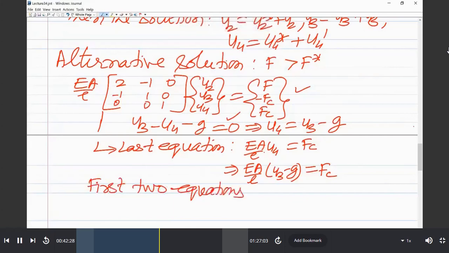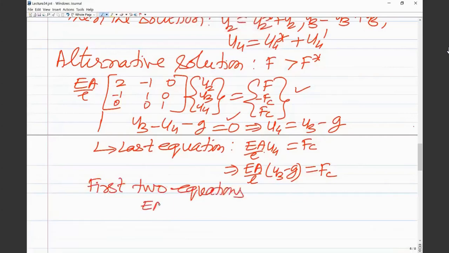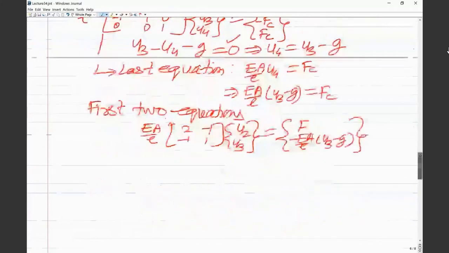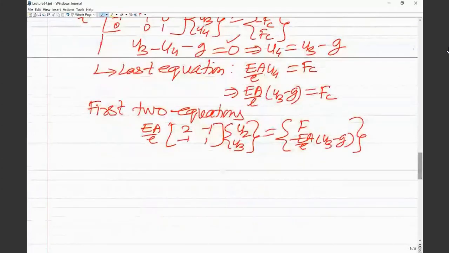If you look at the first 2 equations, they will become EA by L times [2 -1; -1 1], and then we have U2 and U3, and on this side we have F, and now minus FC is minus EA by L into U3 minus G. I think you're following, this is straightforward. So we are substituting in the first 2 equations. The equations can be written like this.